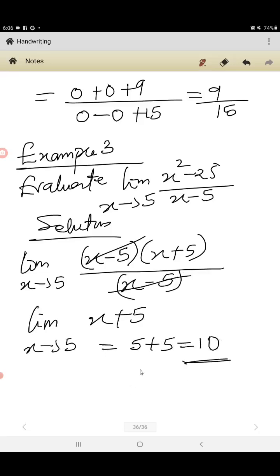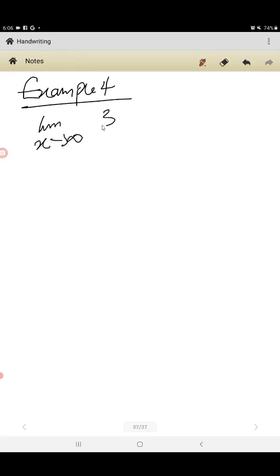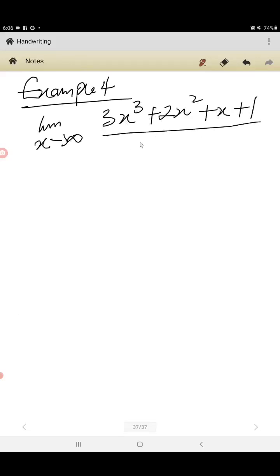So I will also want to solve the last example. Let me have example 4. Evaluate the limit as x tends to infinity, where we have x cubed plus 2x squared plus x plus 1 all over x cubed plus 2x plus 5. Solution.